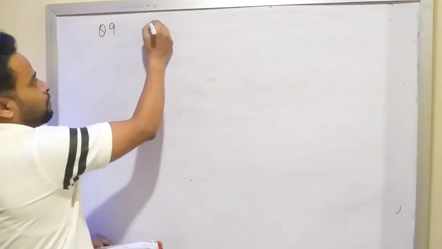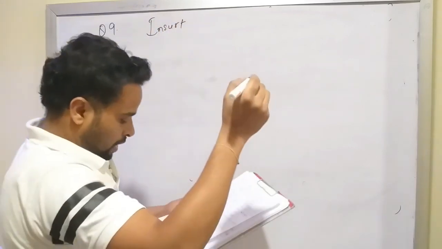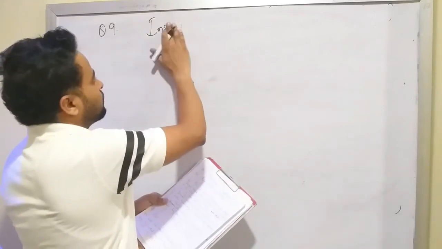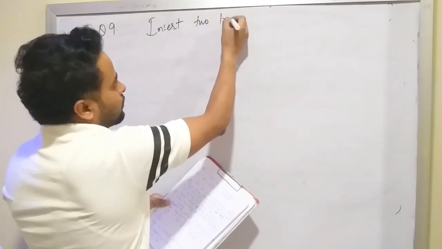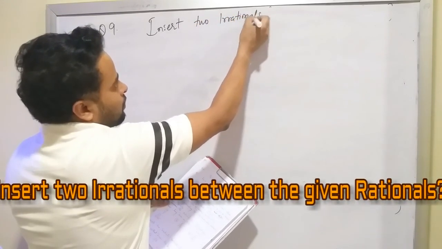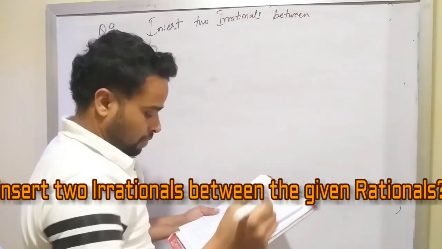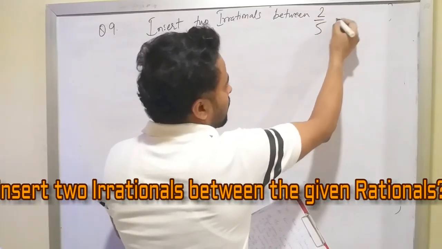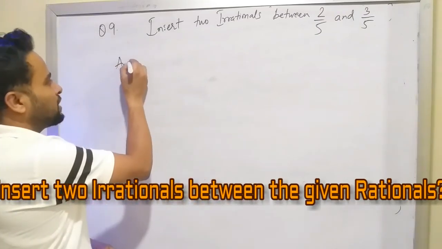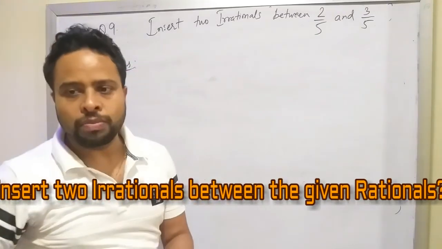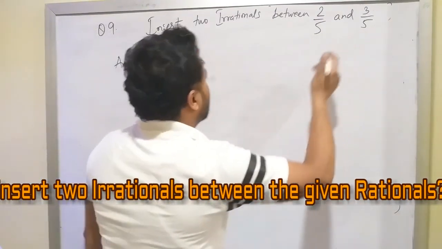Question number 9. Insert 2 irrationals between 2 by 5 and 3 by 5. Okay, so these are very simple questions. Still you should be knowing how to insert irrationals between any 2 rationals. 2 by 5 and 3 by 5.